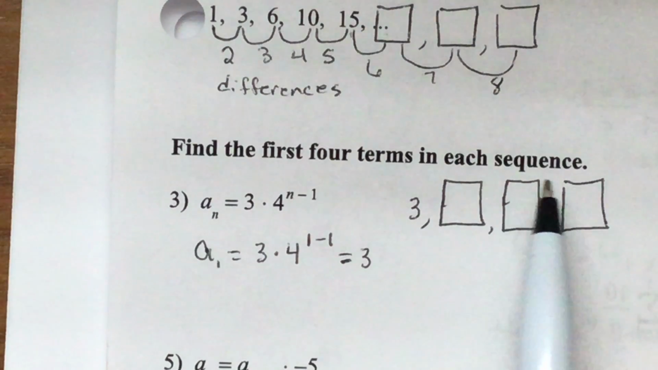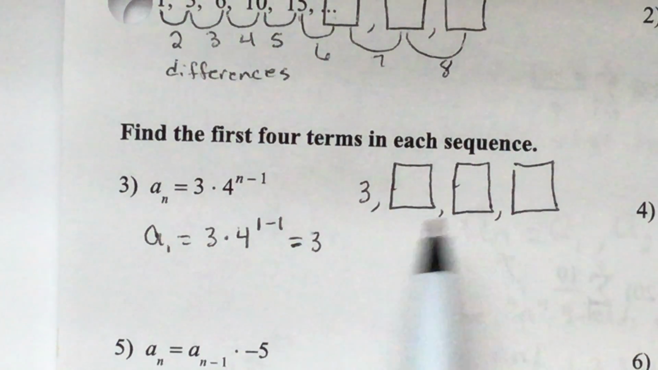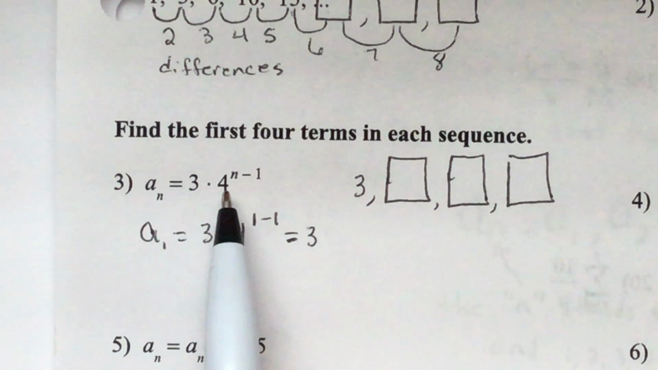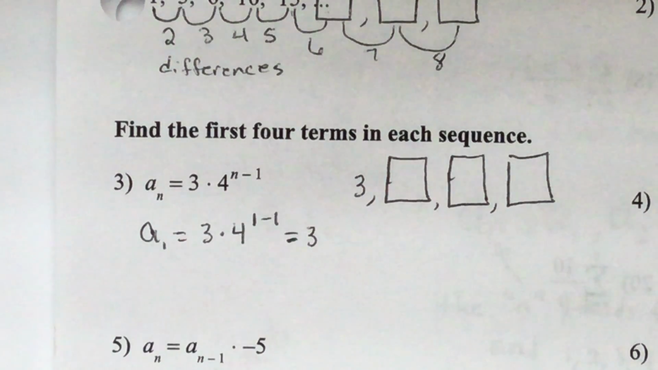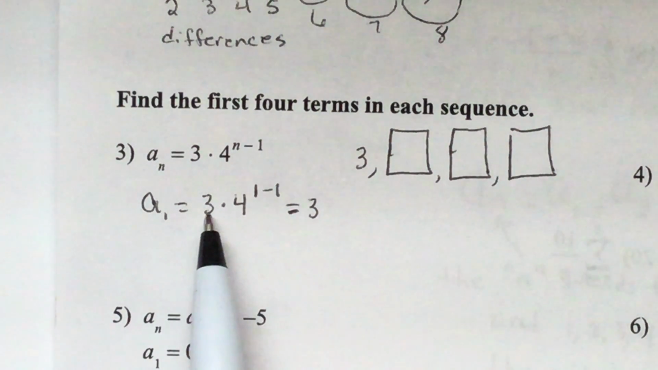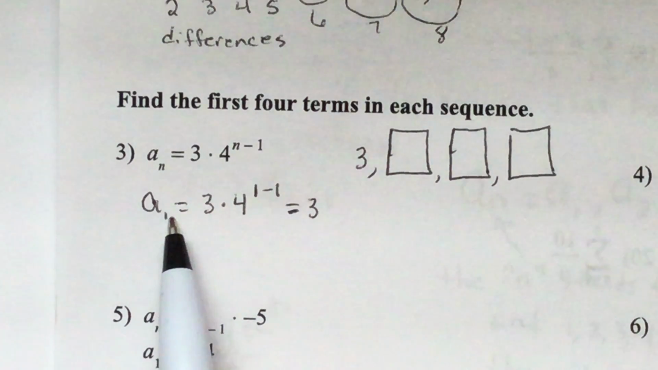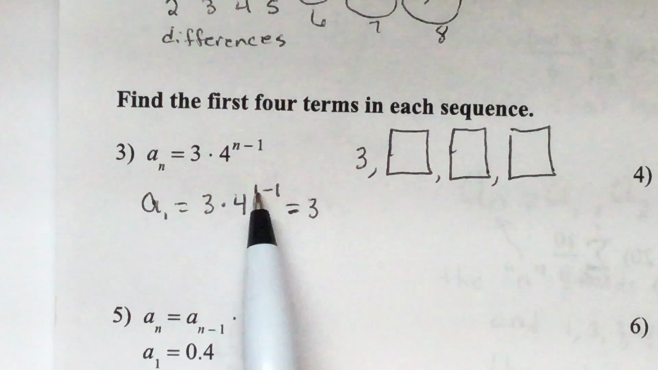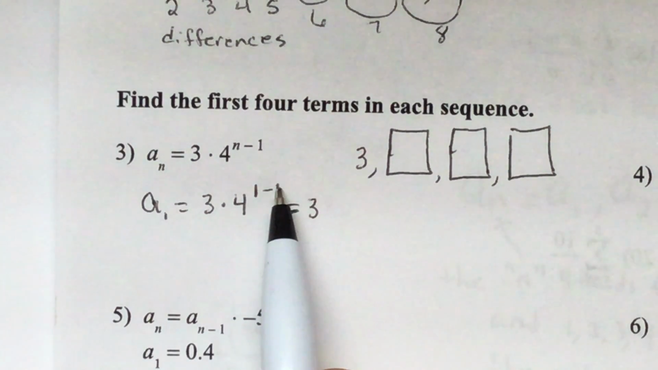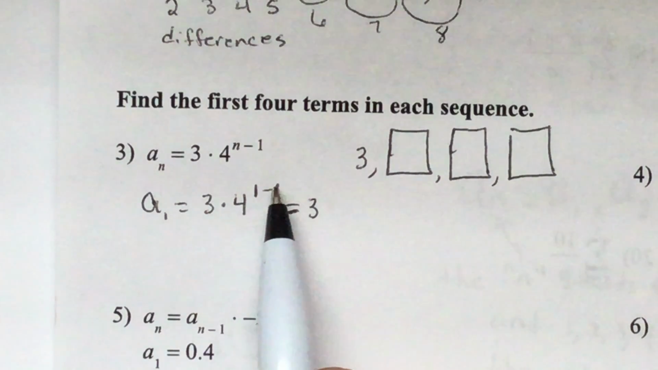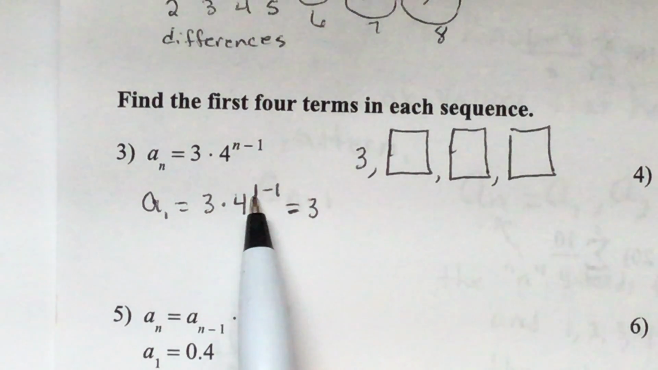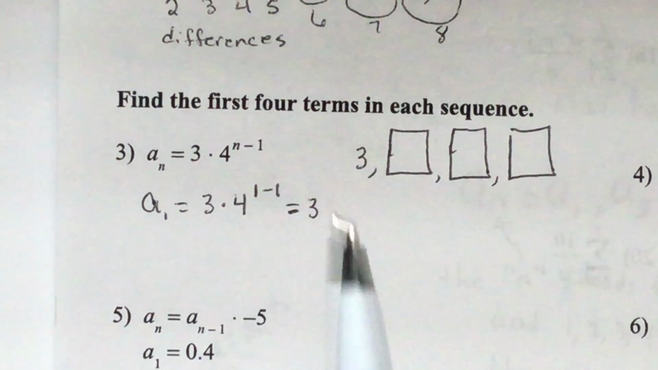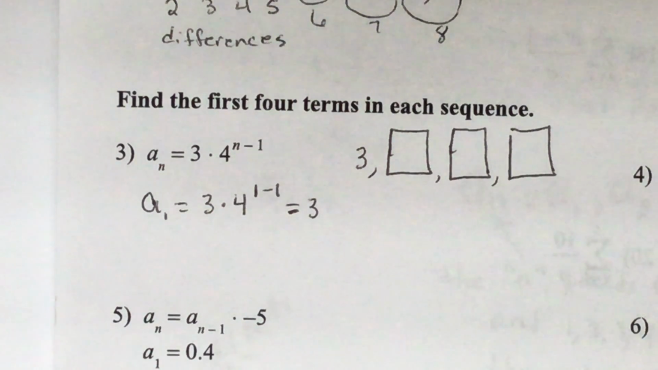Find the first 4 terms in each sequence. Okay, A sub n equals 3 times 4 raised to the n minus 1. So I did the first one when n equals 1. Here's where the n goes. So up here for the power, it's going to be 1 minus 1, which is 0. Anything raised to the 0 power is 1. So 4 raised to the 0 power is 1. 3 times 1 equals 3. So the first term is 3.